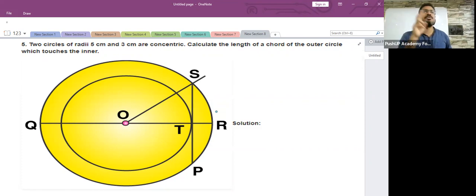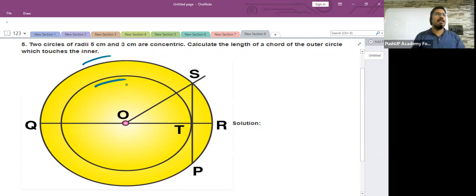There may be multiple circles. There can be even 1 million circles. All the circles should be what? Sharing the same center. That is the only condition to be followed. Are you getting it? The center of all the circles should be the same. That is known as concentric circles. Now here we have to deal with only 2 concentric circles. One is the outer one and the other one is the inner one.